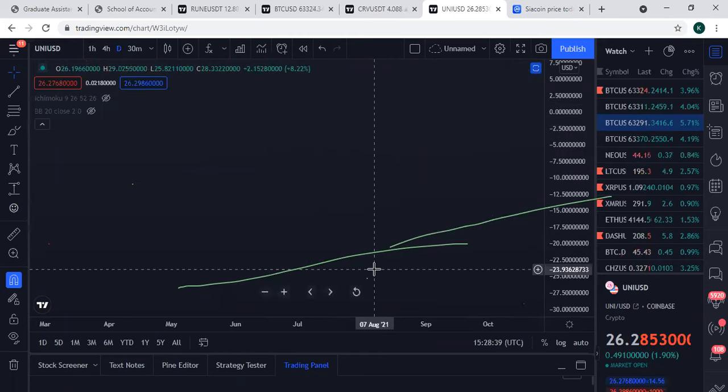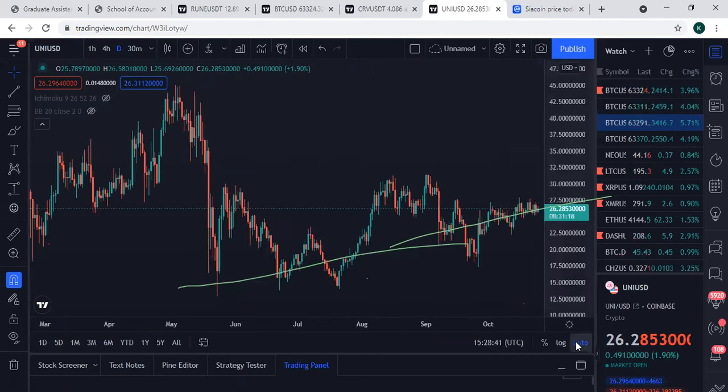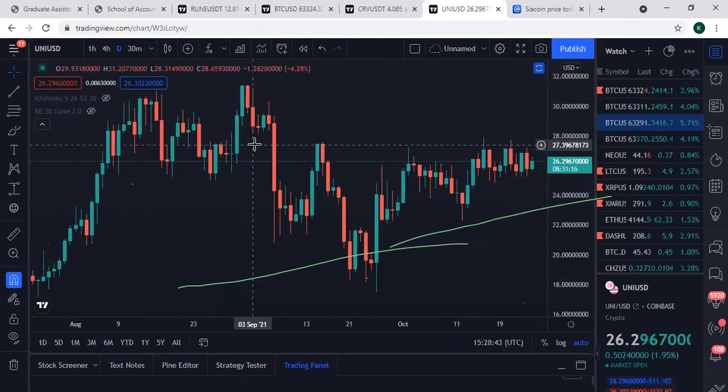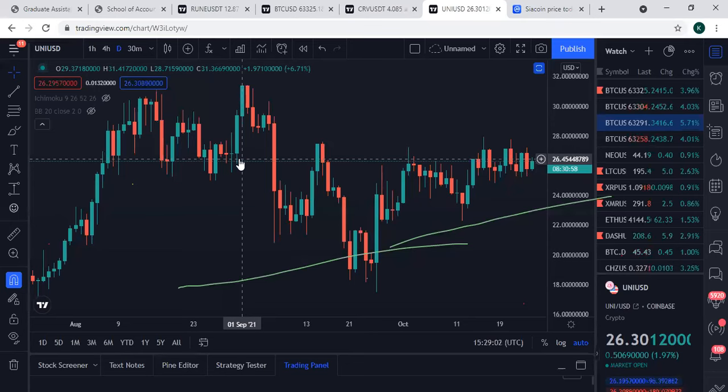Let me go to the chart and show you something now. We have red candles, we have green candles. The red candle means that the sellers are pushing the price downward, while the green candle means the buyers are pushing the price upward. Whenever you see more green candles printed, that means the buyers are in control of that market, so they are pushing the price upward. But when the market is printing more red candles, that means the sellers are in control of that market, so they are pushing the price downward.